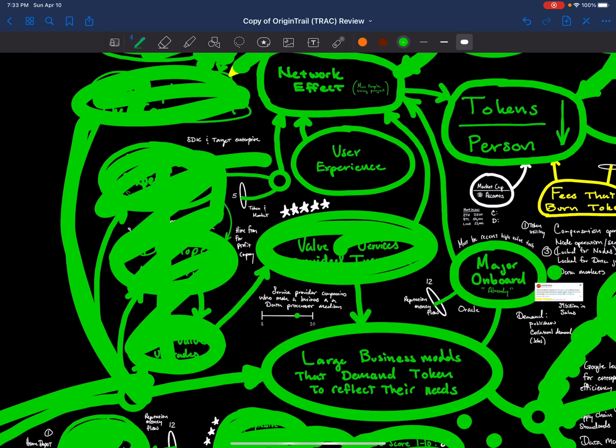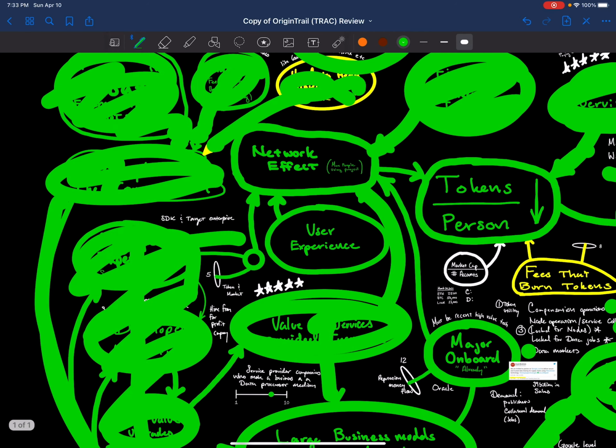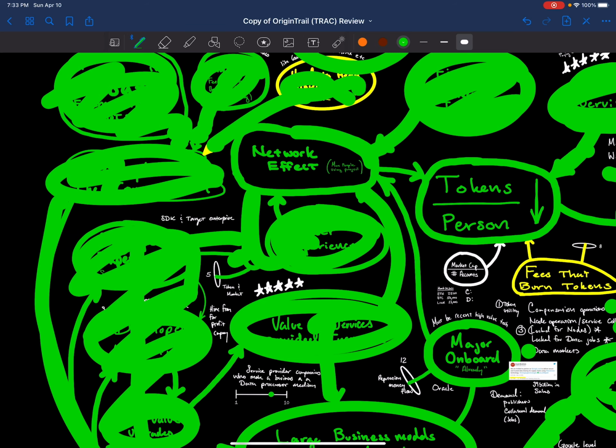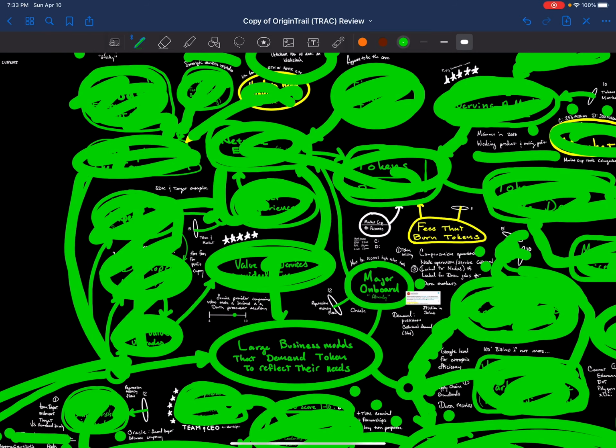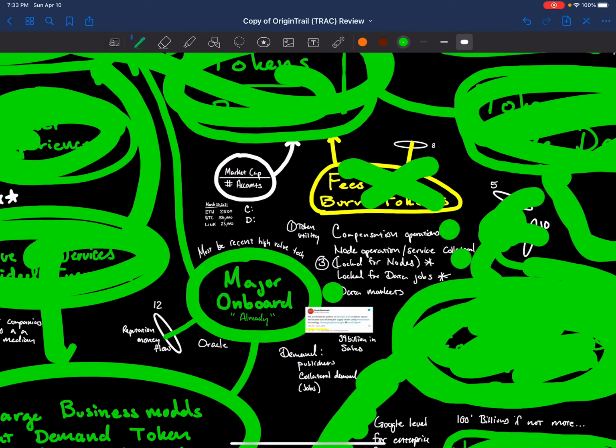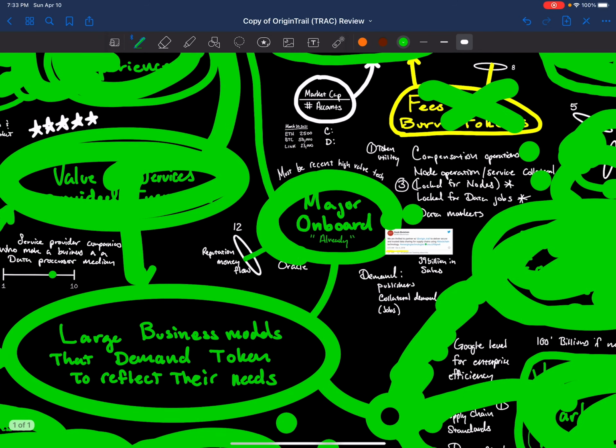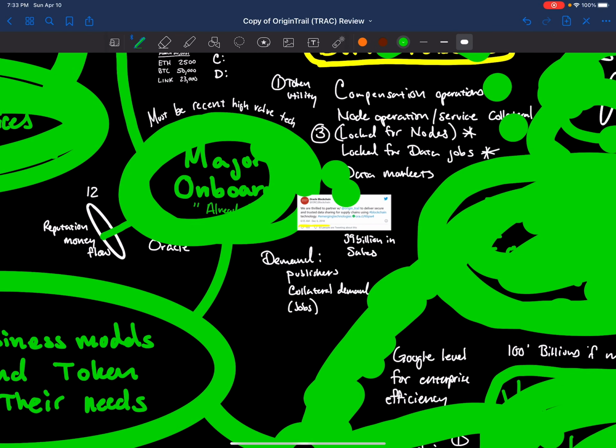Value of services to increase. I think they will continue to upgrade and increase all those things. Develop user experience. Once again, those developers, so they will continue to focus on that. So network effect, tokens per person. I think all those things look strong. Fees up earn token. There's no mechanism for that. Major onboard. Once again, it is those partnerships that I mentioned.